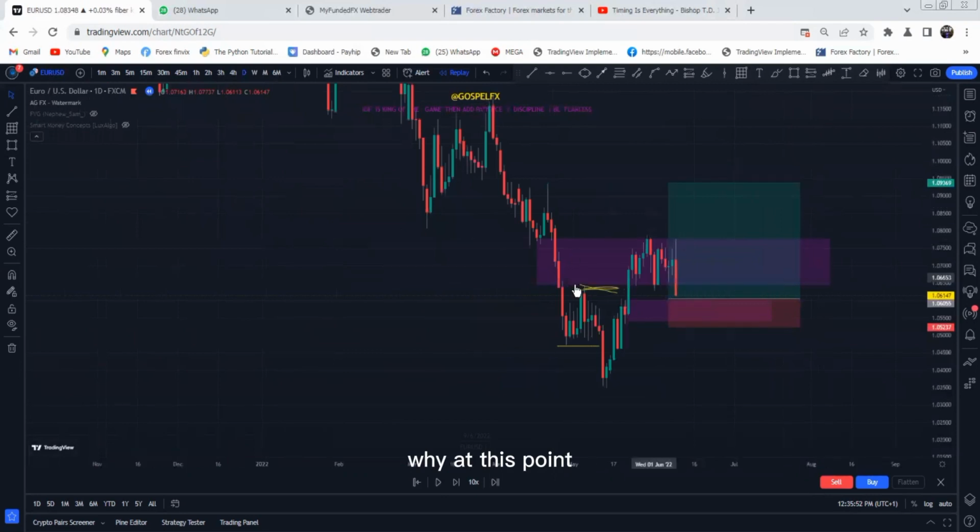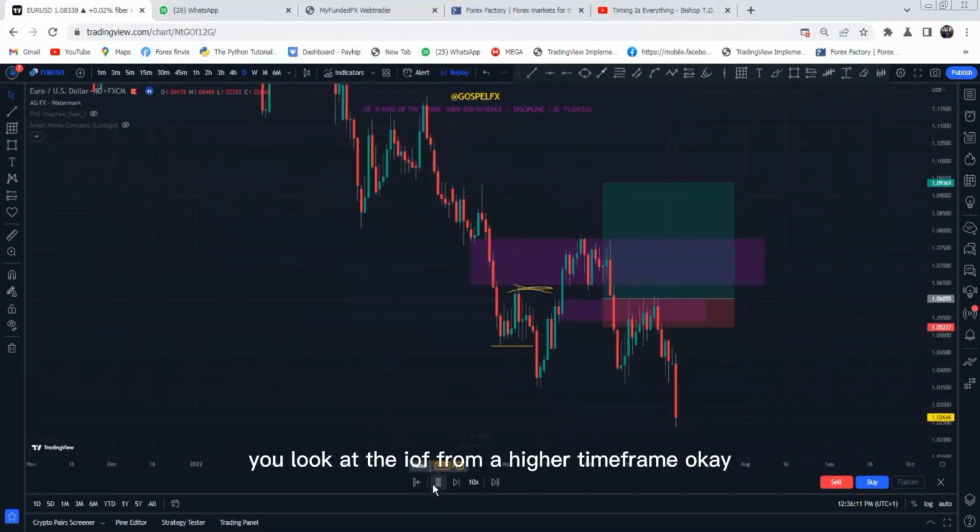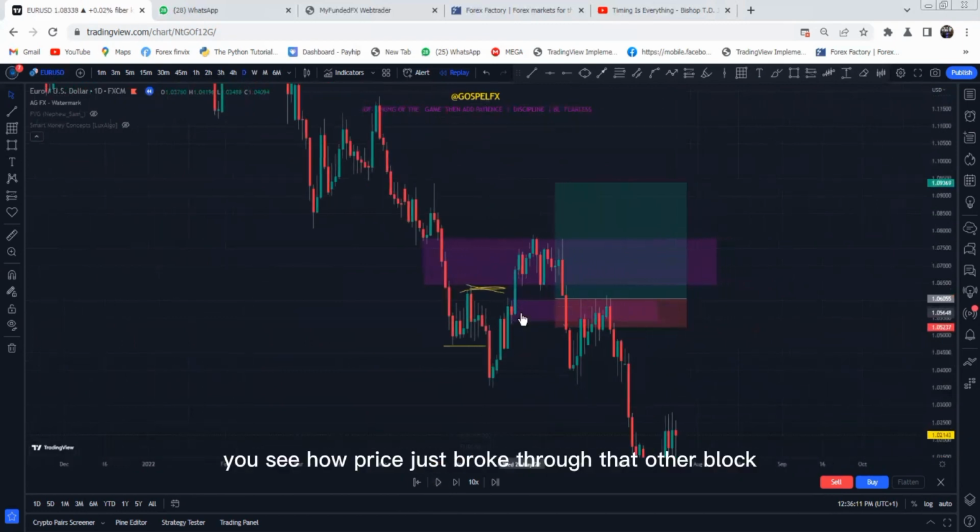Why? At this point, even though you are seeing this break of structure, the IOF is still the same. It has not changed, right? The IOF is still bearish from a higher time frame perspective. So always make sure that whatever time frame you are trading, you look at the IOF from a higher time frame. Okay, you see how price just broke through that order block. It did not even waste time.